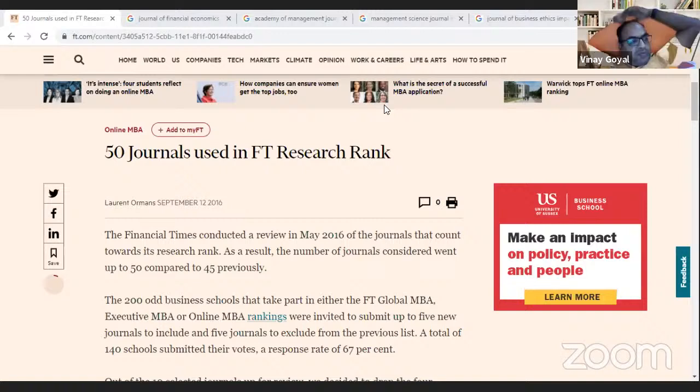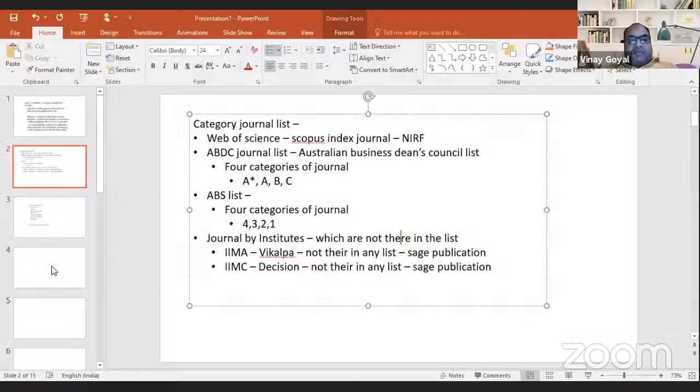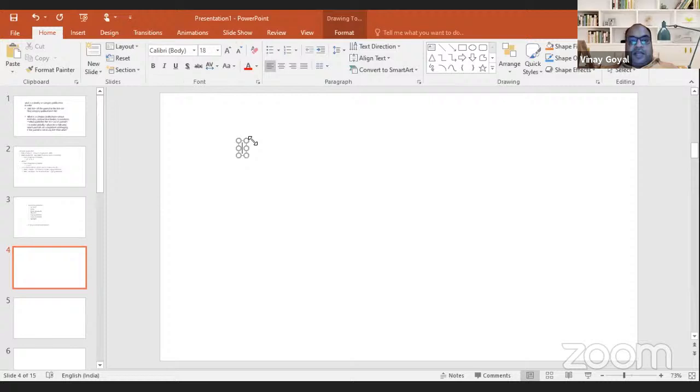Now, how to identify the contemporary topics? That is, what are the topics of interest? This is one of the very important things. Whenever I take this session, I give you an idea of how you can find out what the topics of interest are, what the contemporary topics are which are at present popular across the world.